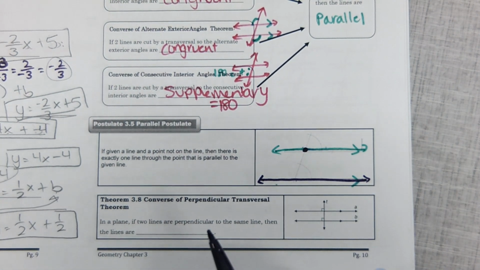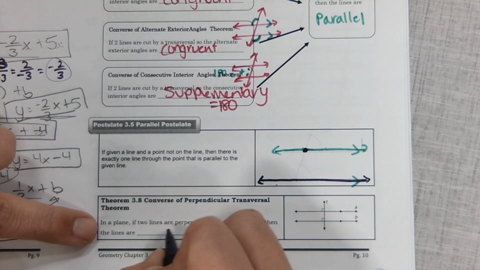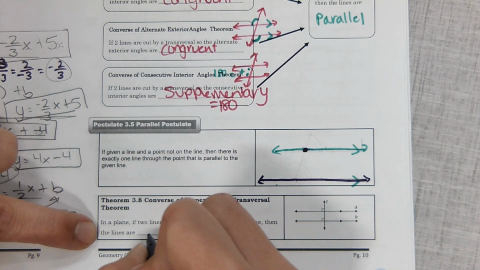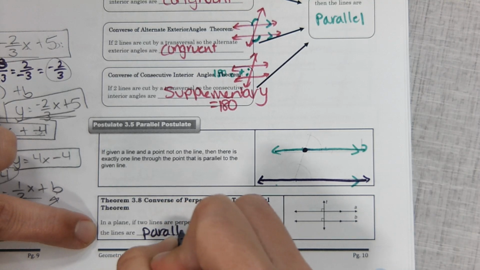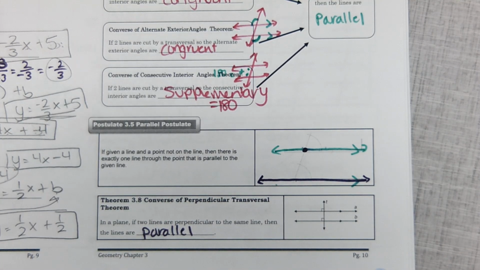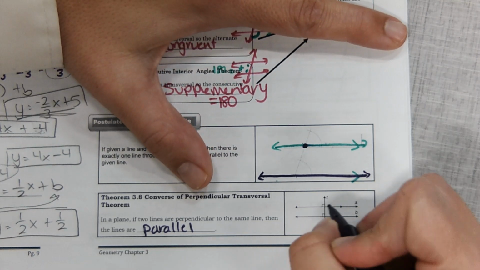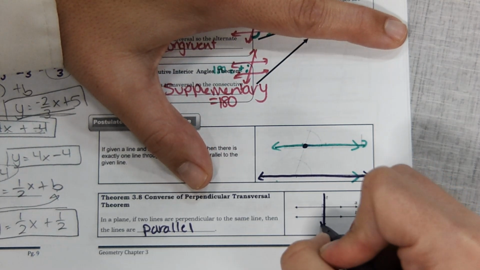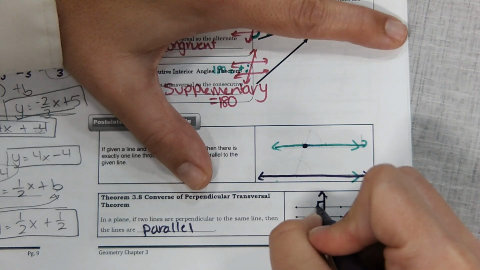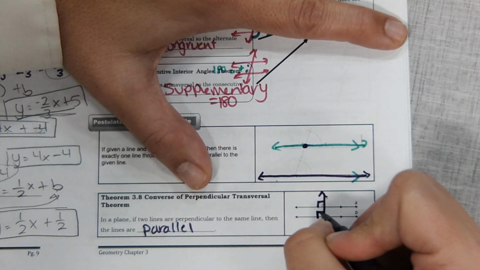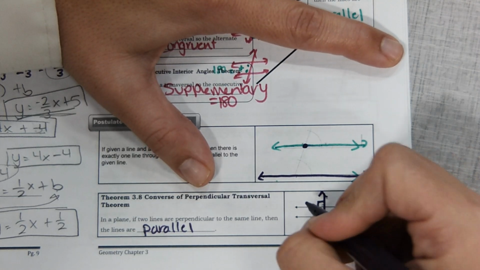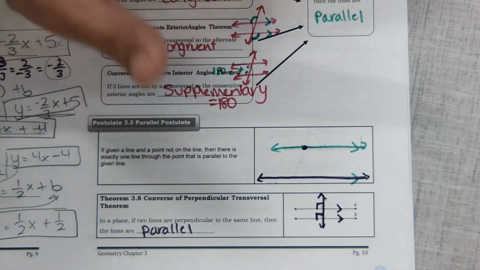And then for this here, converse of perpendicular transversal theorem. In a plane, if two lines are perpendicular to the same line, then the lines are parallel. So here you have a transversal, and it's perpendicular to both of these lines. So therefore, corresponding angles are equal, then these lines are parallel.